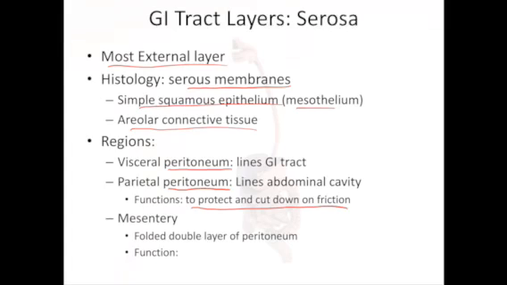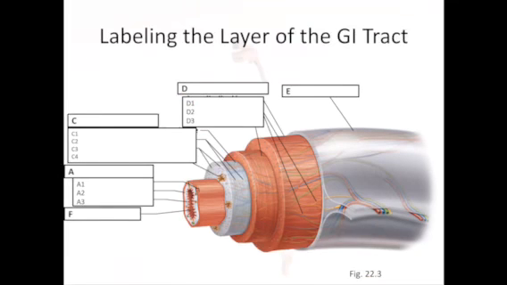Okay, and the mesentery is the double folded layer of the peritoneum. And you guys saw this in the cats. That kind of fatty tissue holds organs in place and creates a pathway for nerves and blood vessels to be held in. Okay, and here's pretty much what we have with all of those different layers.